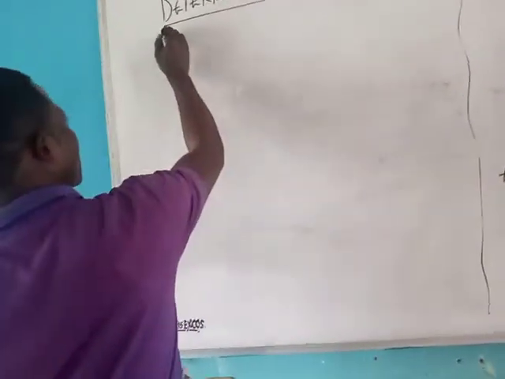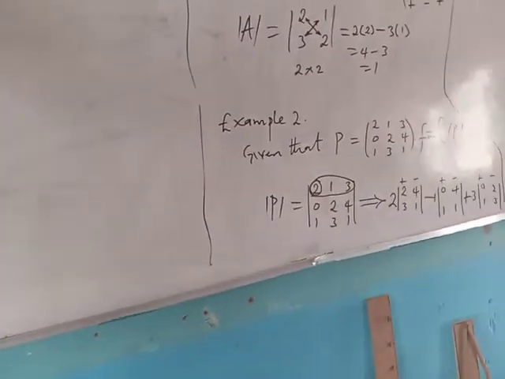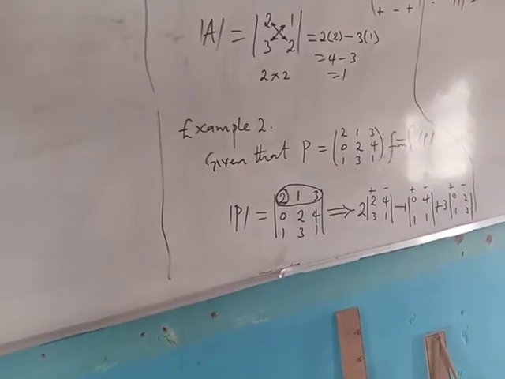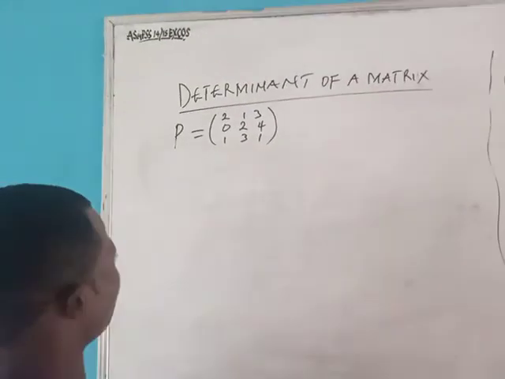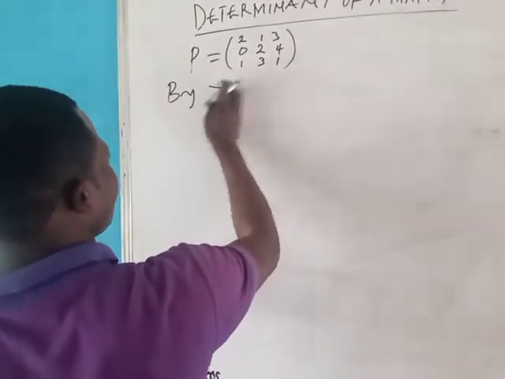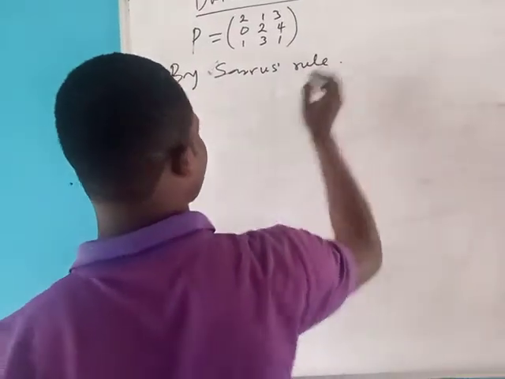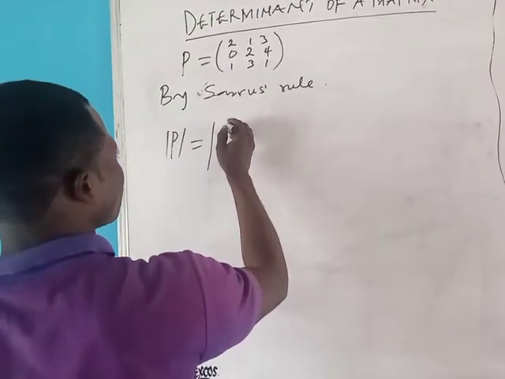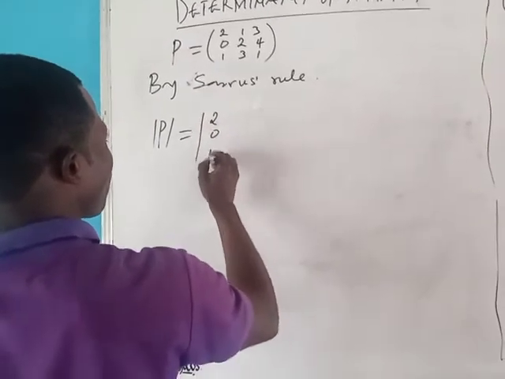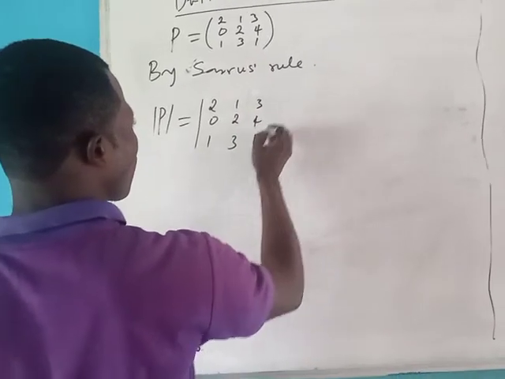So from the question, we're given P equal to 3 by 3 of 2, 1, 3, first row, 0, 2, 4, second row, and 1, 3, 1, that's third row. So I want to find the determinant of this by Sarrus rule. So determinant of P be equal to 2, 0, 1, 1, 2, 3, 3, 4, 1.